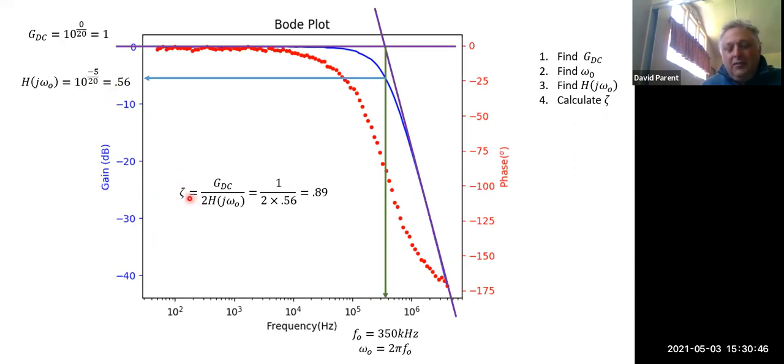Then I put that into my damping coefficient and I get 0.89, right? The Butterworth conditions would be 0.707. So it is a second order filter. It is underdamped, but notice there's no peak. If it were critically damped, it'd be -6 dB down. Okay. Anyway, so that's good, right?